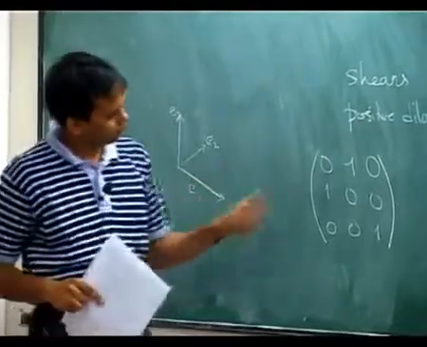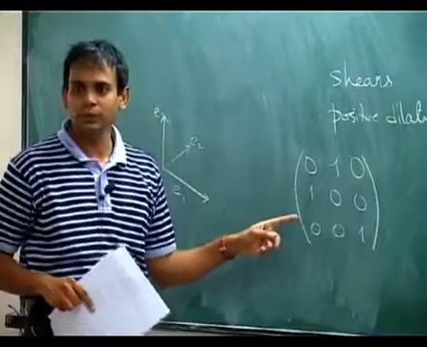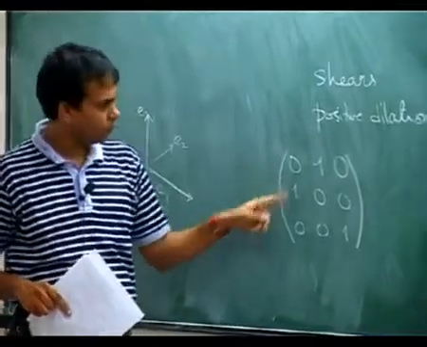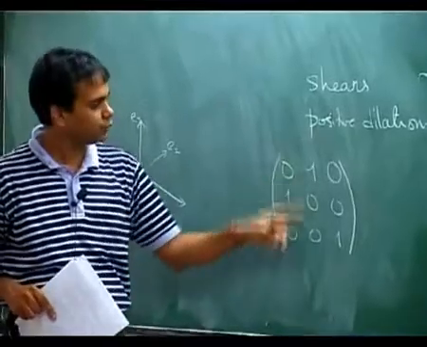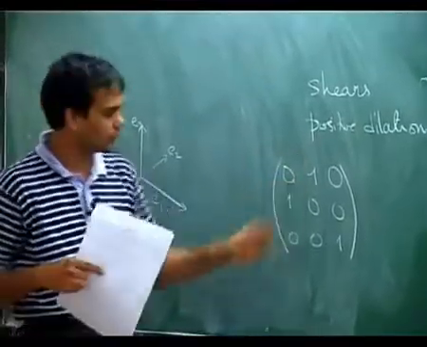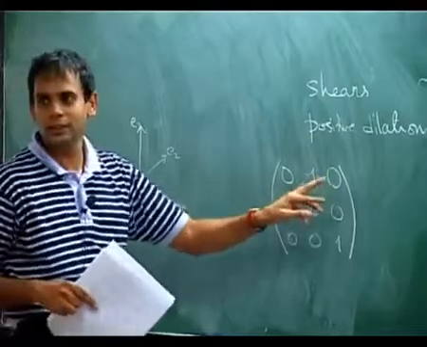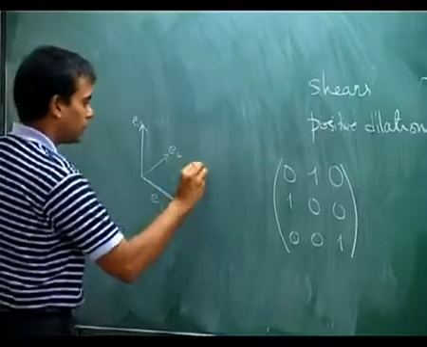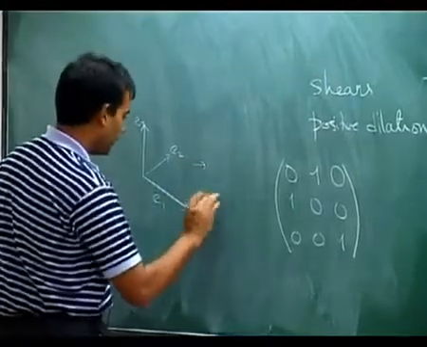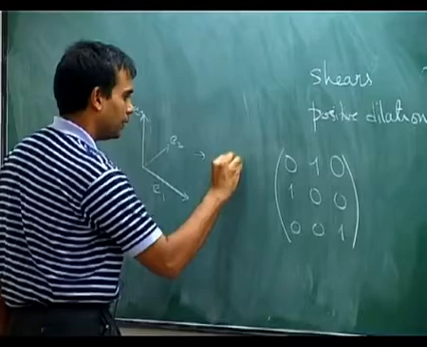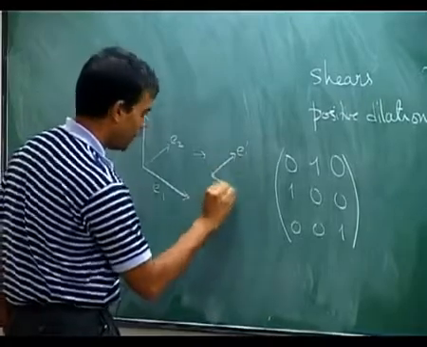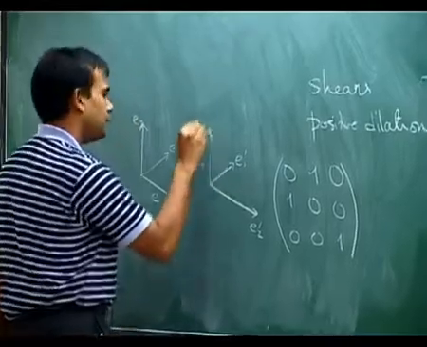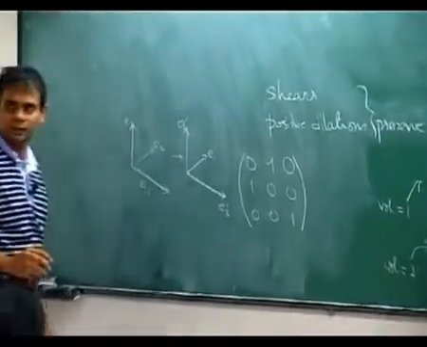And what does this do? This takes E1 to E2, right? 0 1 0 is E2, and it takes E2 to E1. The second column is 1 0 0, that's E1, and it doesn't do anything to E3. So this will get transformed to a similar picture, but this will be E1 prime, this will be E2 prime, and E3 prime will just be E3.